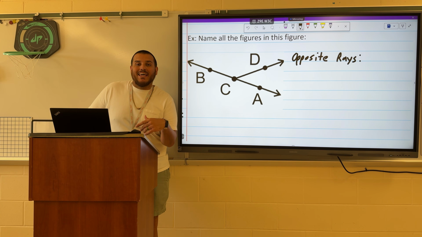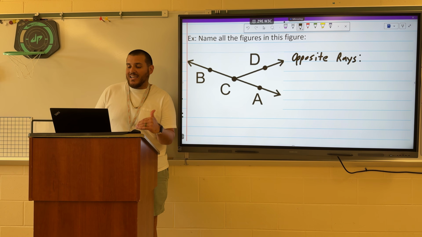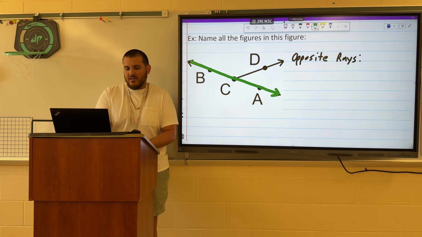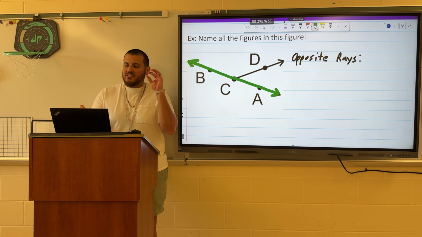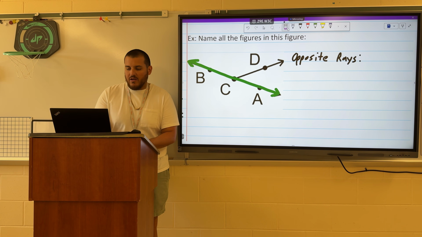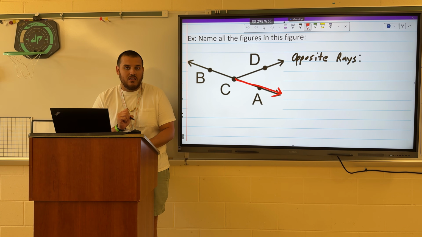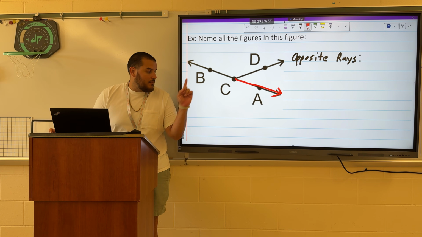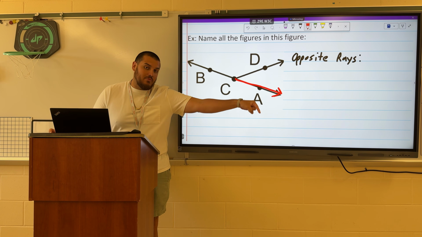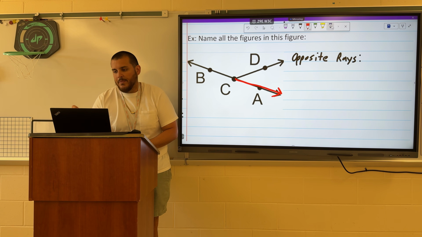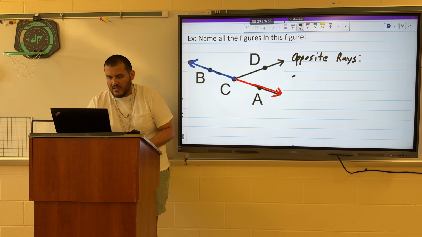Okay, hopefully you remembered that opposite rays form a line together, and the only line we have here in our figure is right here, 2 arrows, and the opposite rays start at point C and go in opposite directions. So we have this opposite ray, CA. Remember, rays can only be named starting at the endpoint, so that's C passing A forever, that's ray CA. And then the opposite ray to that would be ray CB. So our opposite rays are ray CA and ray CB.